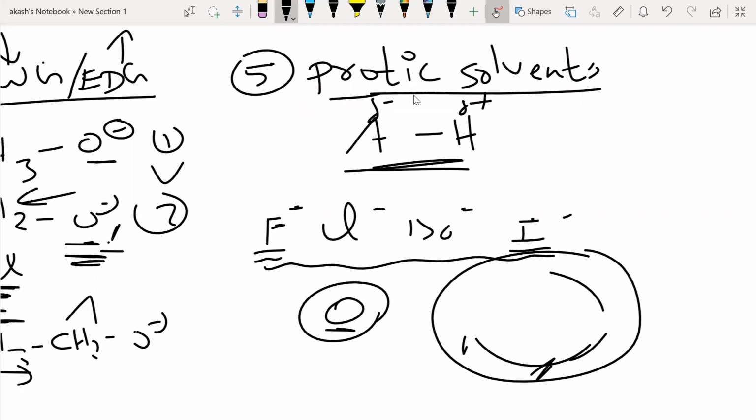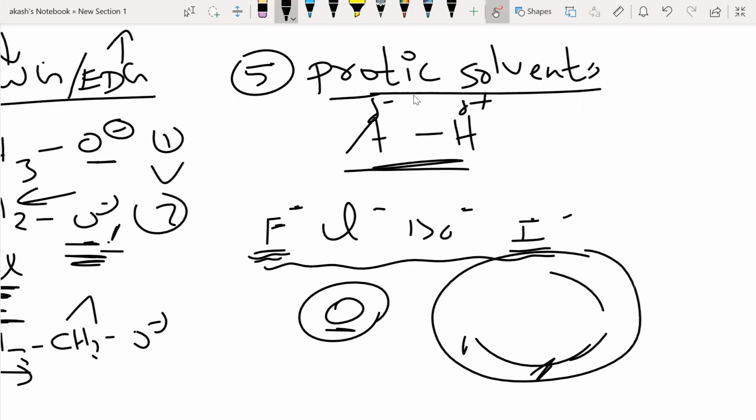The second reason is the charge density. All of them have a charge of minus 1, but a smaller anion with the same amount of charge is definitely going to have more charge density. So more charge density means more hydrogen bonding. So you can see for two reasons that F minus is going to undergo more hydrogen bonding, more hydration.